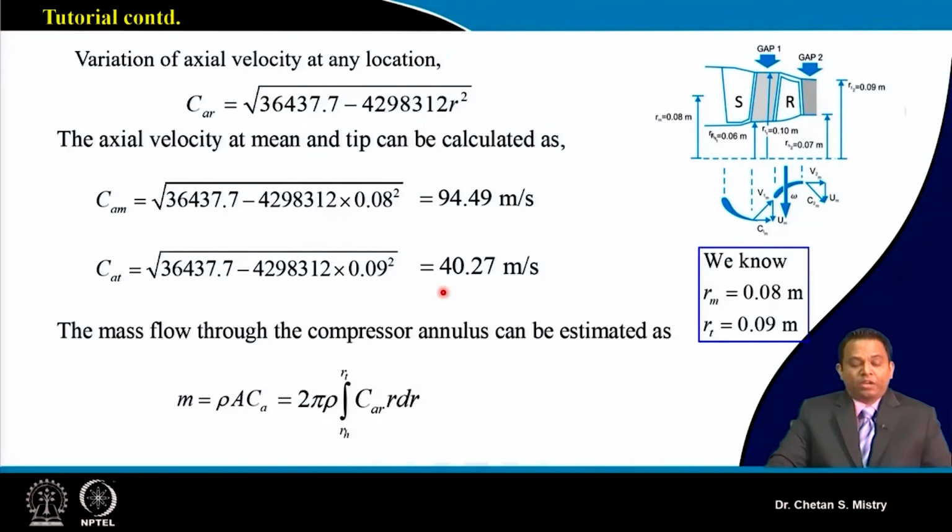And if you look carefully, just remember what it is saying. If you look at the numbers, at the hub we have maximum axial velocity and at the tip we are getting minimum axial velocity. So it gives me a different kind of design feeling.